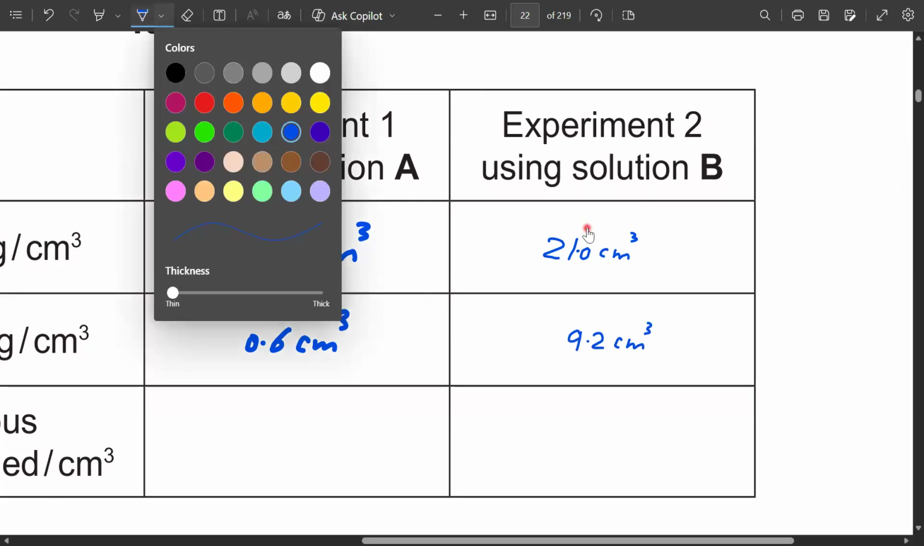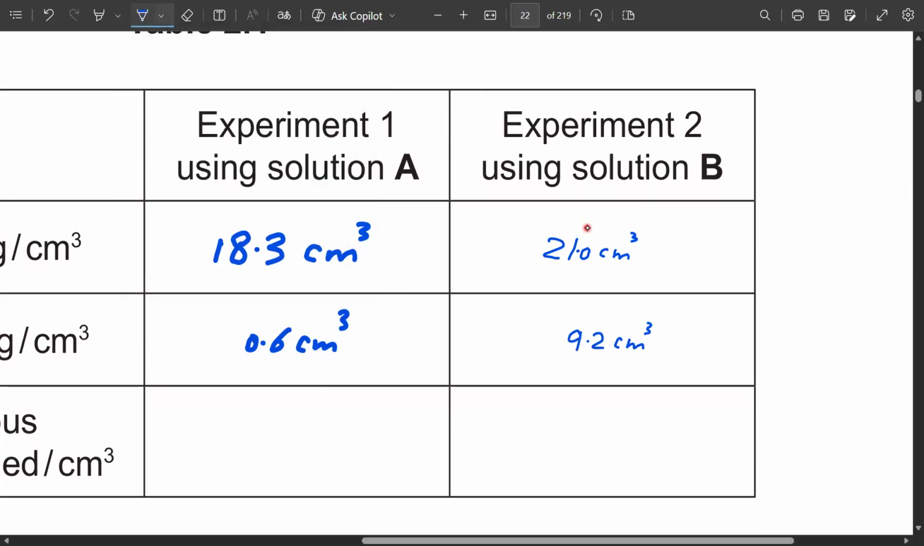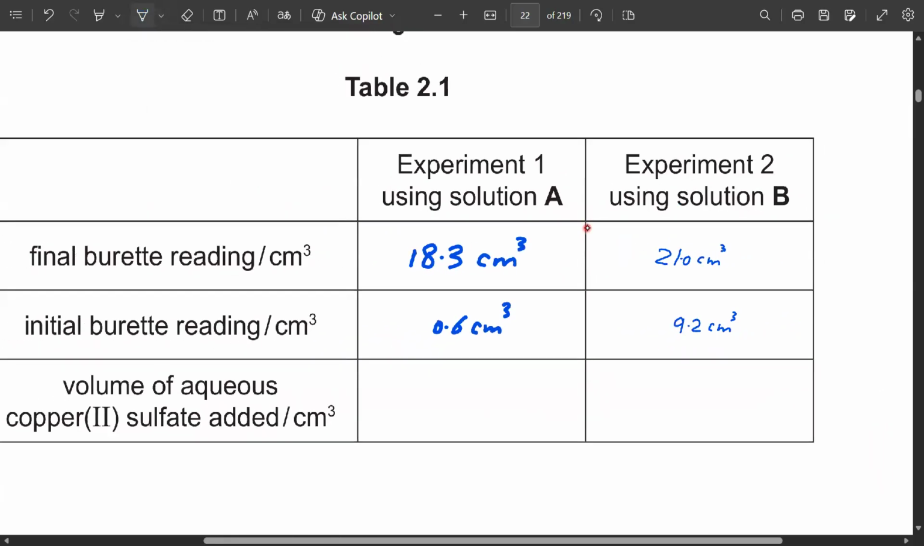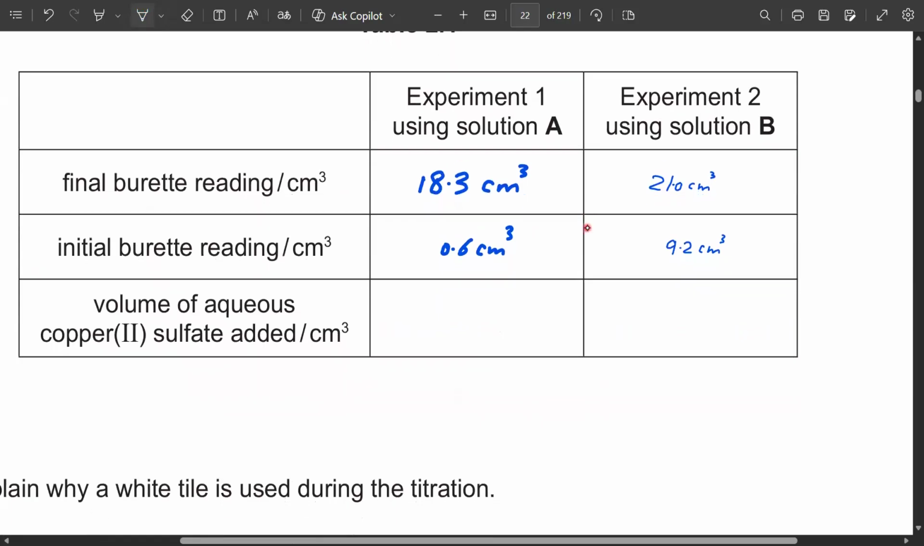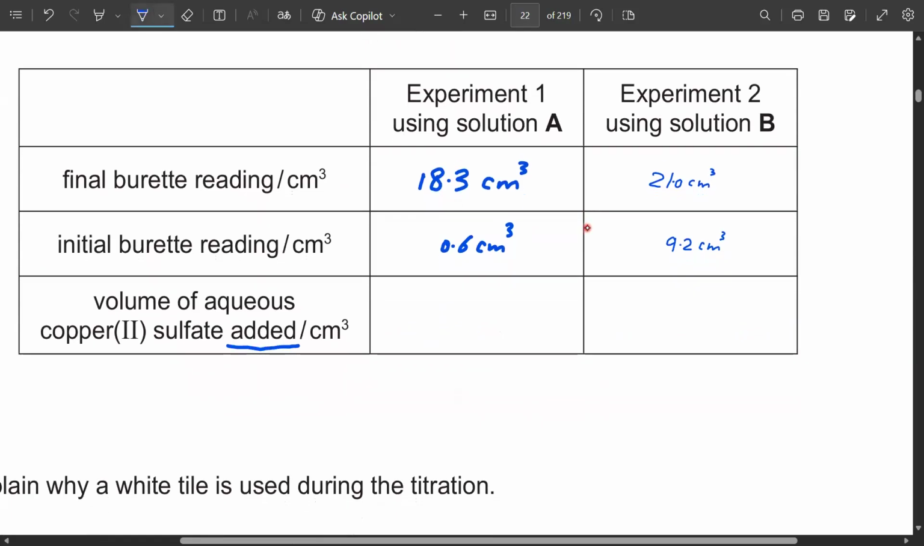Then we have to find the titre. Titre is basically the difference, or added amount. Added amount also means a titre. It is the final value minus the initial value of the volumes. If we find the difference, we get the volume added. You can calculate it by the calculator.